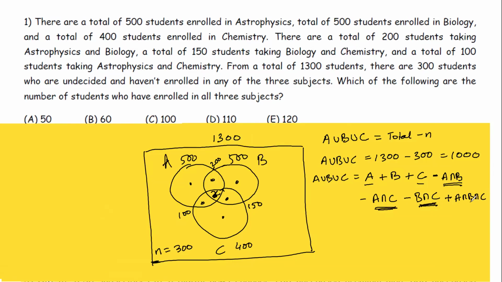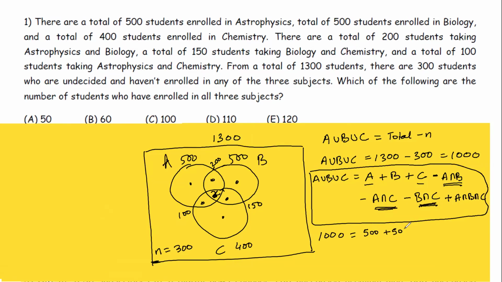So that is A and B and C, and that is A union B union C, like that. Understood? So that is the formula that we've learned in our school, right? And we're going to apply that. So 1000 is what we know is within the regions. A is 500, B is 500, C is 400, minus 200, minus 150, minus 100, plus X.